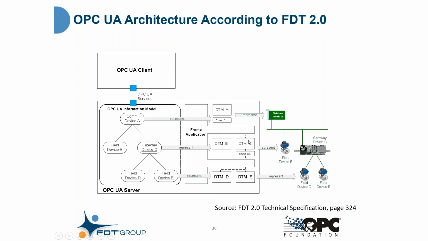And for the mapping to OPC UA, we need an OPC UA information model, where again these devices are represented. So we have a node representing the field bus interface, and then also nodes representing the different field devices and the gateway. The OPC UA client can access this information model via the OPC UA interface. And if it accesses that interface, the information is retrieved from the DTM and provided back to the OPC client.